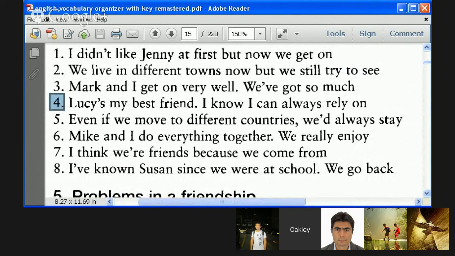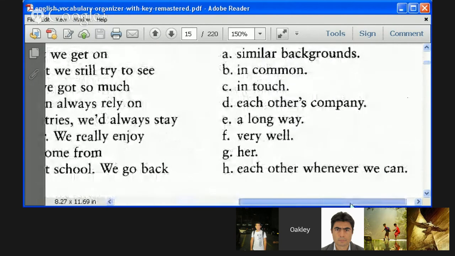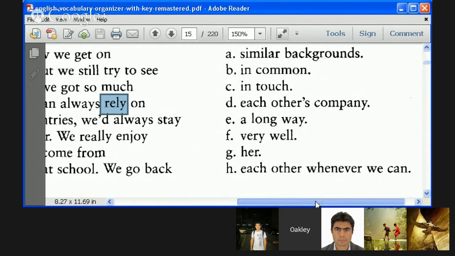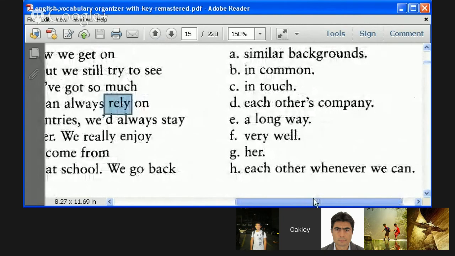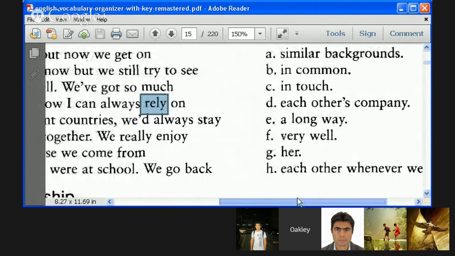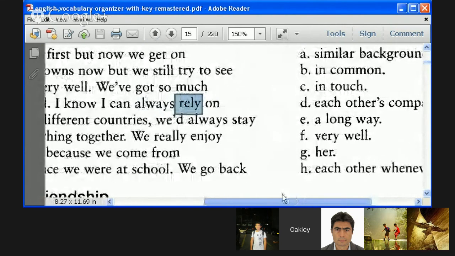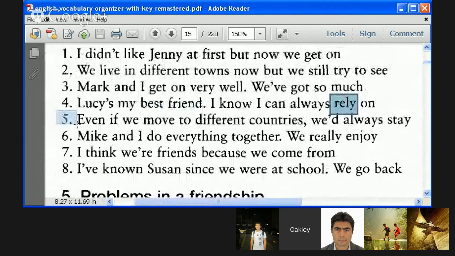Demejon, number 4. "Lucy, my best friend. I know I can always rely on her." Rely on. Okay, a little pronunciation: rely, rely on. You rely on someone, or you count on them. Reliable is the adjective, and rely is the verb. Someone who's very responsible, who you can count on.